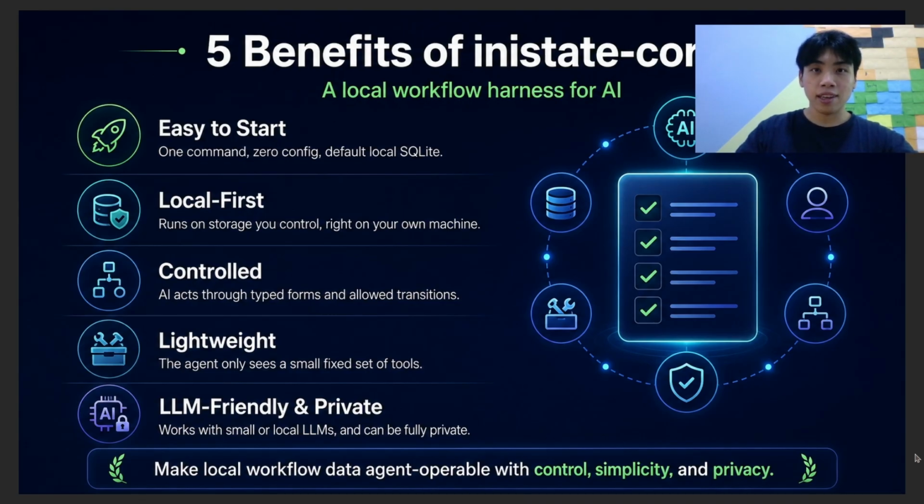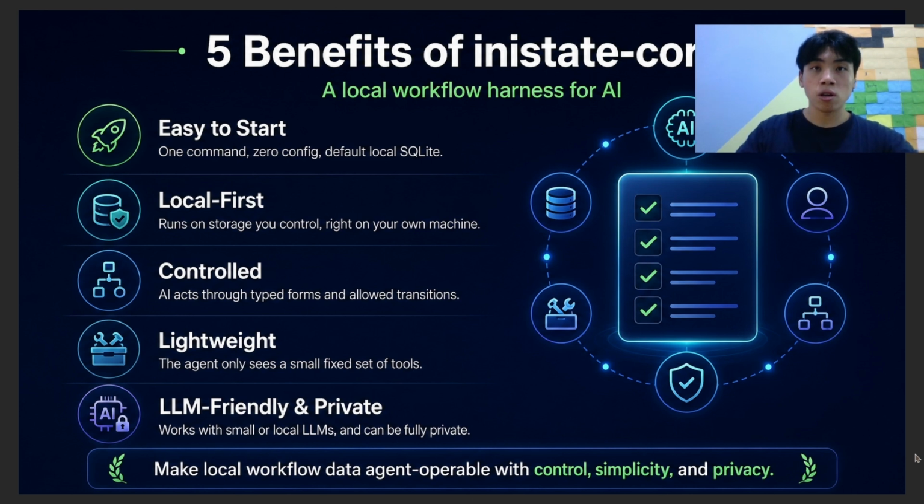The real value is that it gives AI a workflow harness. In this demo, AI helps us create issues, trash them, fix them, and close them. But every step still follows the structure we define: local storage, typed forms, allowed transitions, and lightweight context. That is how local workflow data becomes agent-operable.